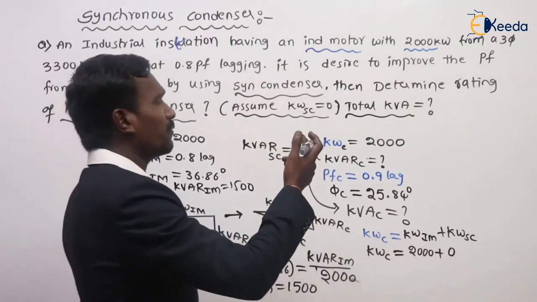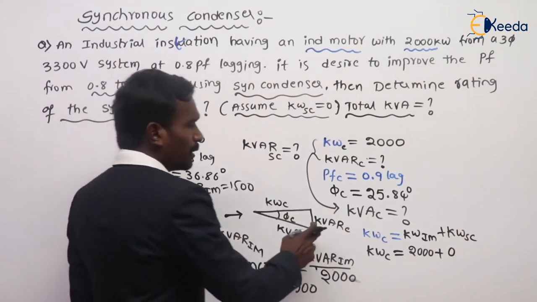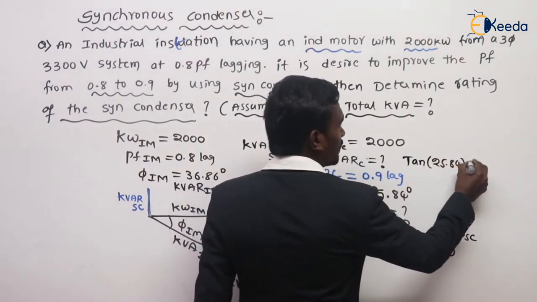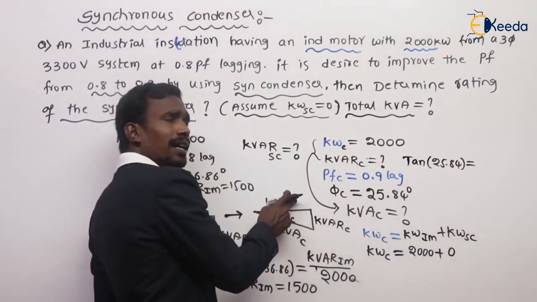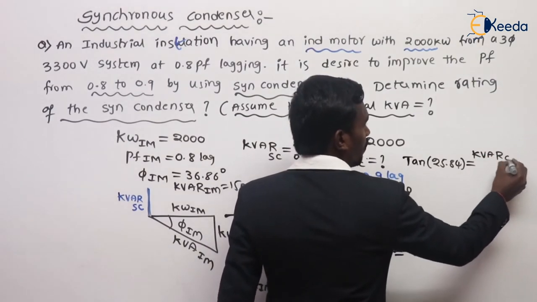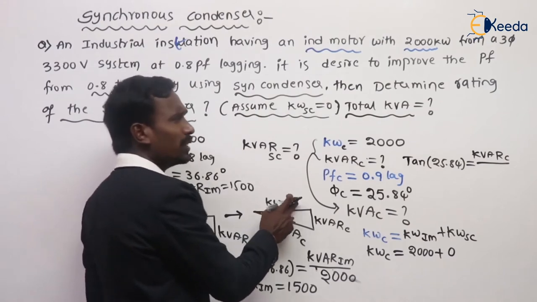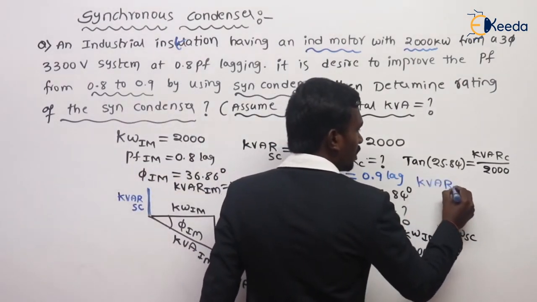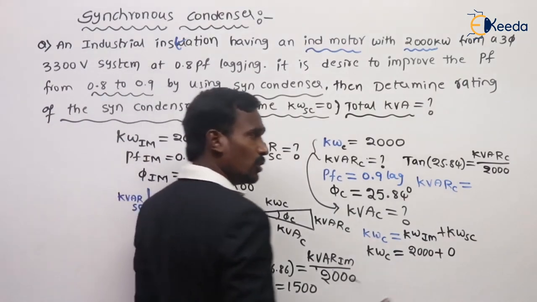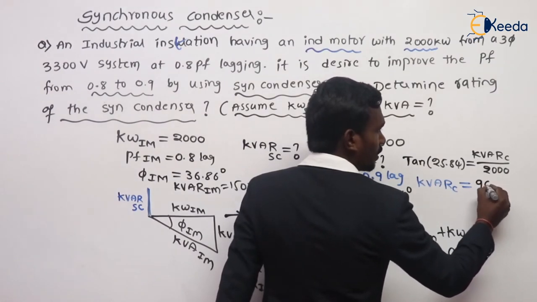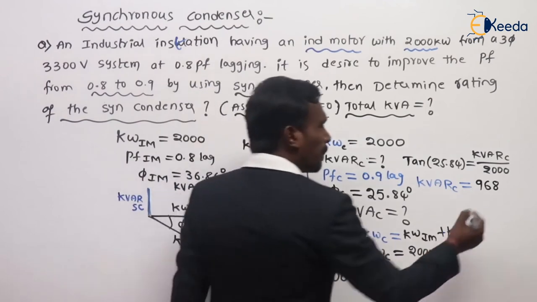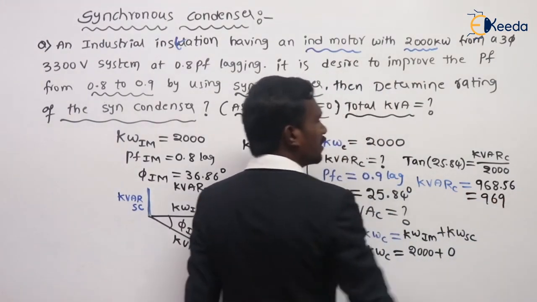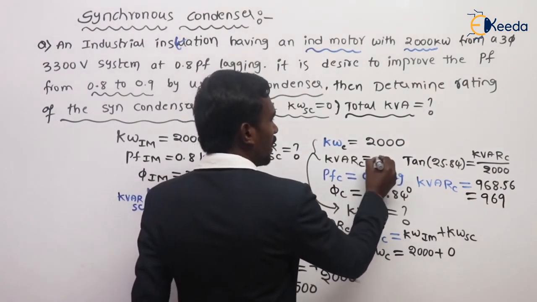Now, what is the kVAr of the combined? Induction motor is 1500, but what about the combined? Here also we can find tan theta. Tan of 25.84 degrees is equal to opposite by adjacent. Opposite is the kVAr of combined, and adjacent is kW, which is 2000. If you calculate this, you get the combined kVAr as 968.56. For example, if you take it as 969, this is the combined kVAr.